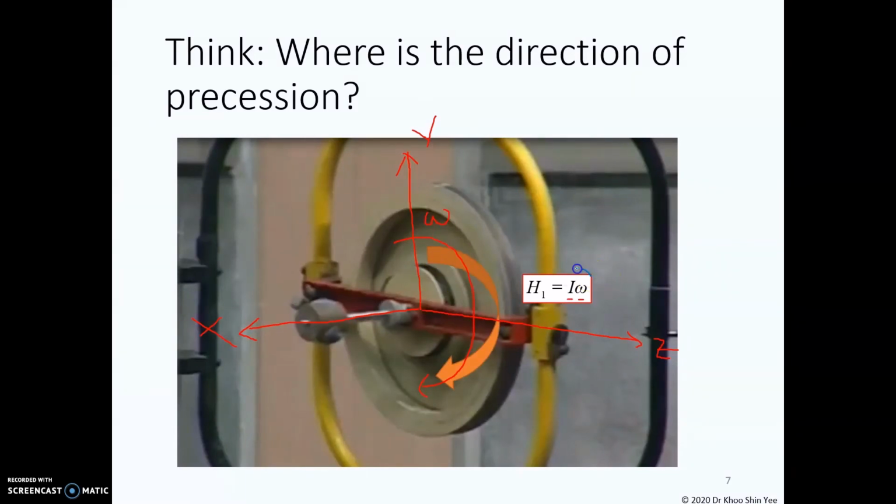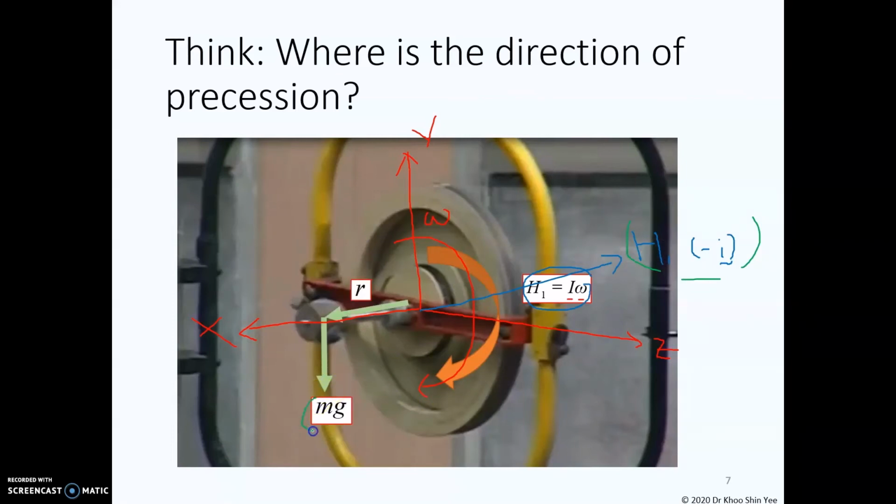By using the right-hand rule, you should know the direction of H1 is acting in the negative x direction, which is negative i. Initially, there is no mass in this system, so the wheel will just rotate in this direction and the angular momentum is constant. When you add the mass to this system, you are introducing a torque to the system. Therefore, the angular momentum will not be constant and will change over time.